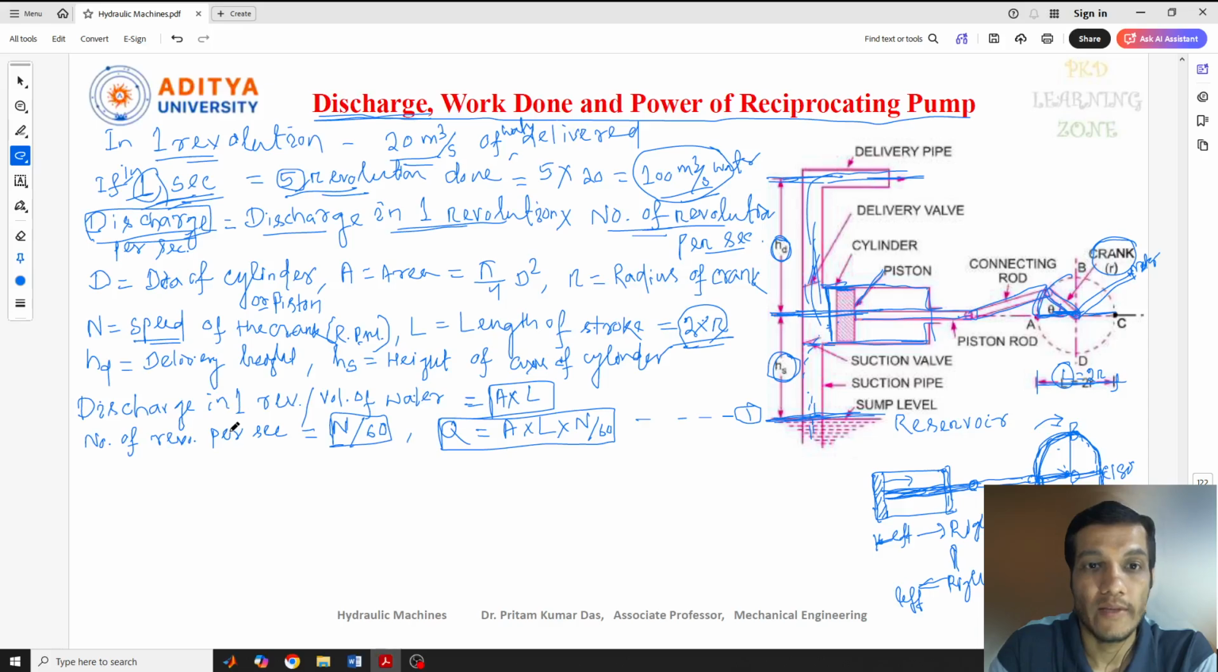Now, before going to calculate the work done, let's find out the weight of the water.